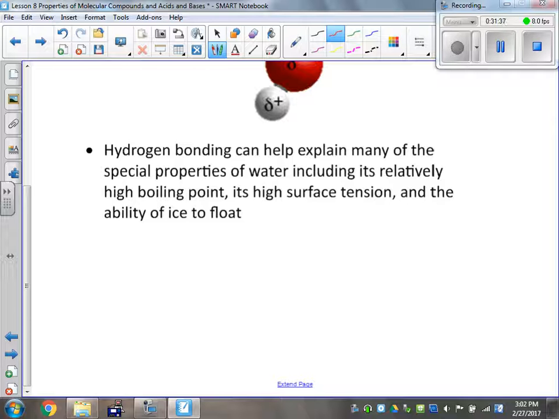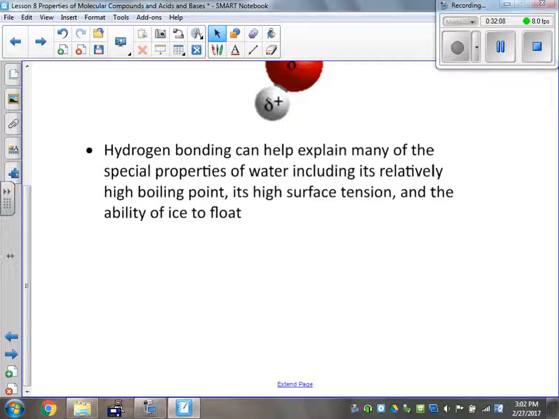Because if water boiled at negative 100, what would that mean for us? All the world's water would be a gas. We could breathe water. We'd be fish. You wouldn't be drinking water, though. We'd have no lakes. We'd have no rivers. It would be all gas. So hydrogen bonding has that.